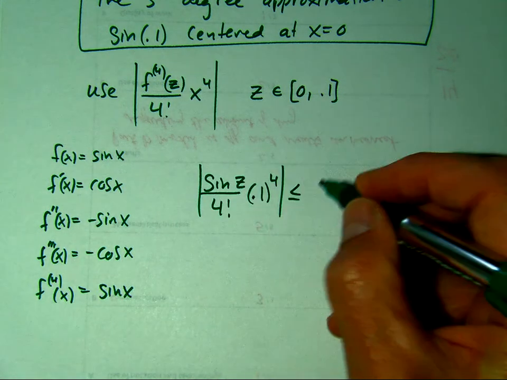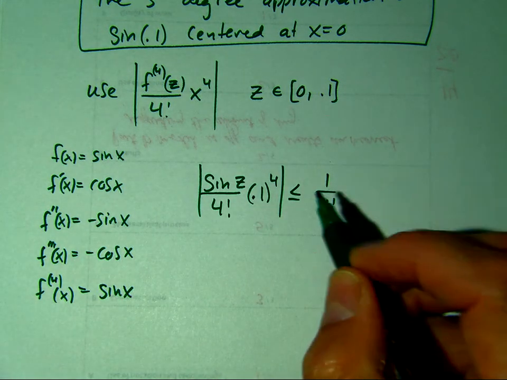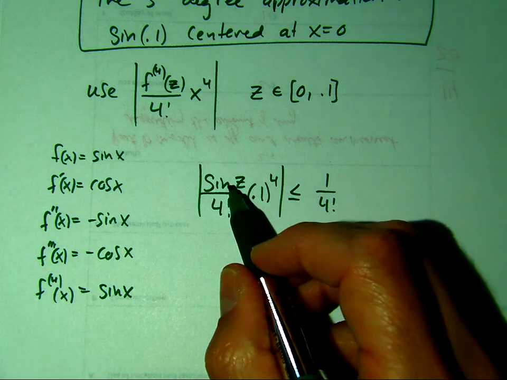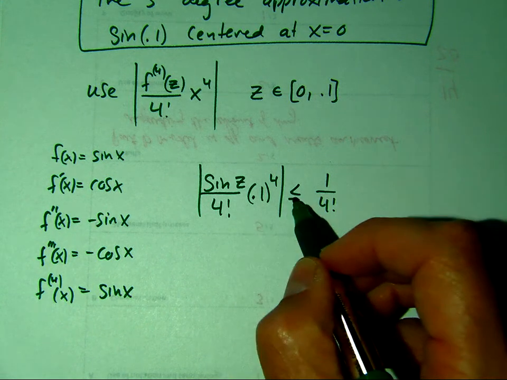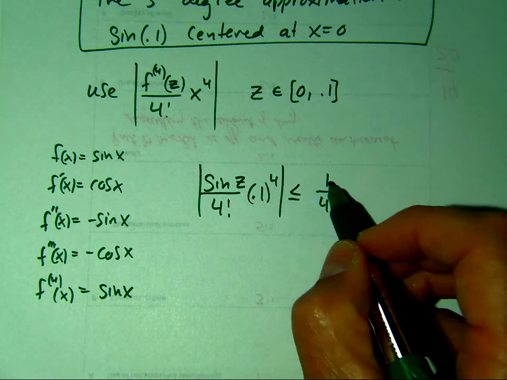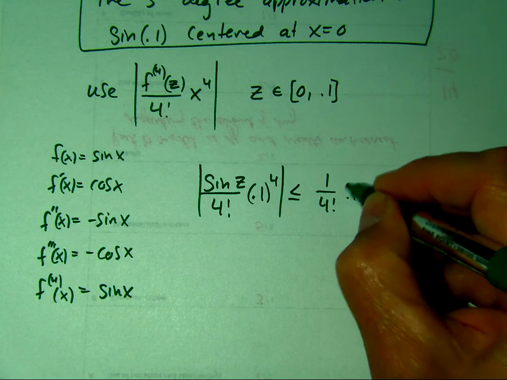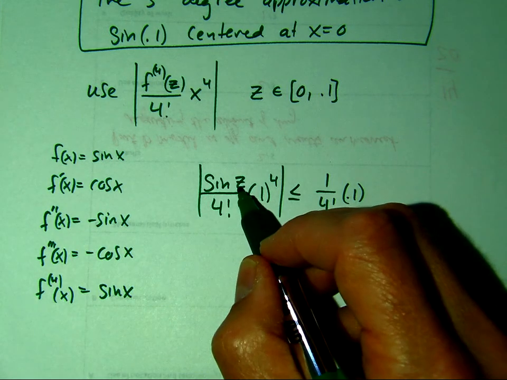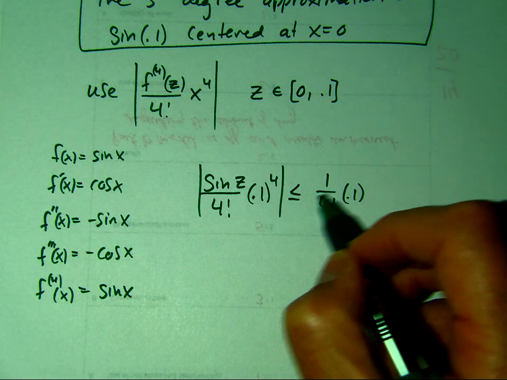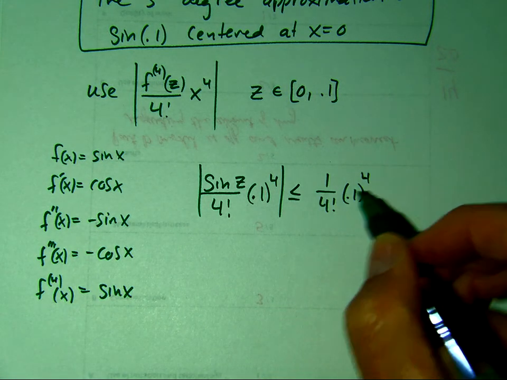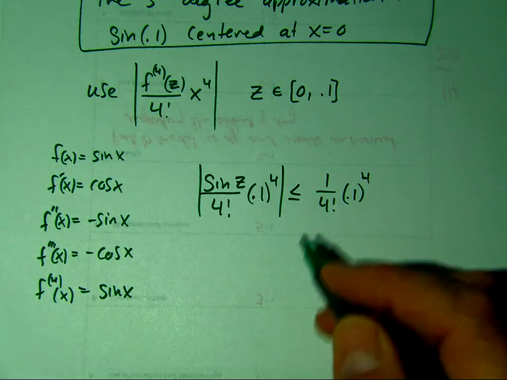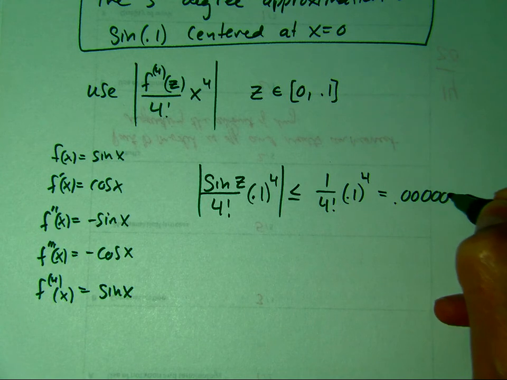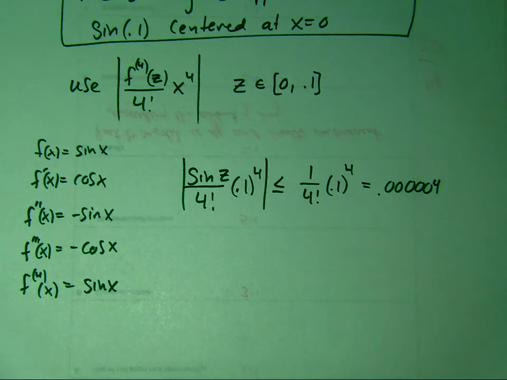1 over 4 factorial. This numerator, the biggest it can be is 1, so that means the actual value must be less than that. We're not going to worry about what z is. Sine of z, whatever z is, has to be less than or equal to 1, and that's how we're creating a bound where we don't have to find z. And this is 0.0004. We can say that the exact error is less than or equal to that.